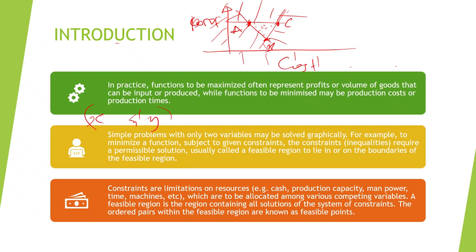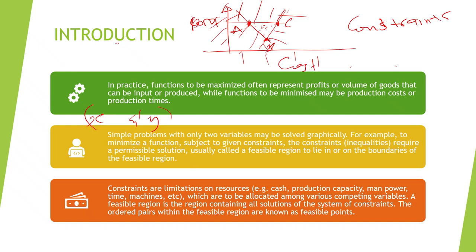So let's continue. Now, constraints are usually limitations on resources. Okay, constraints are just limitations that you have in real life. Limitations in cash, limitation in production capacity, limitation in time, limitation in manpower, limitation on machines, limitation on whatever you have. And these are usually allocated among various competing variables.